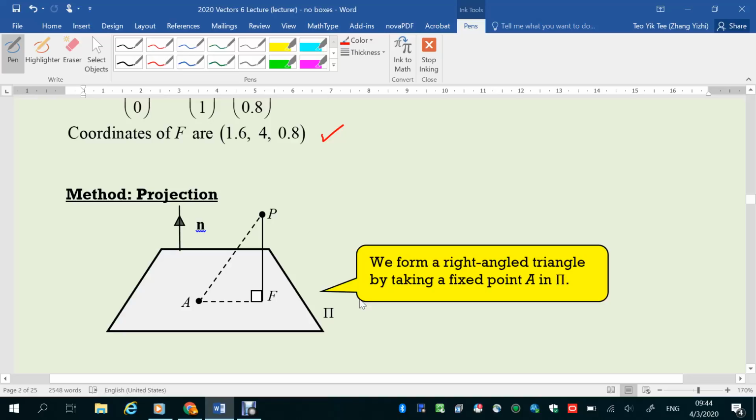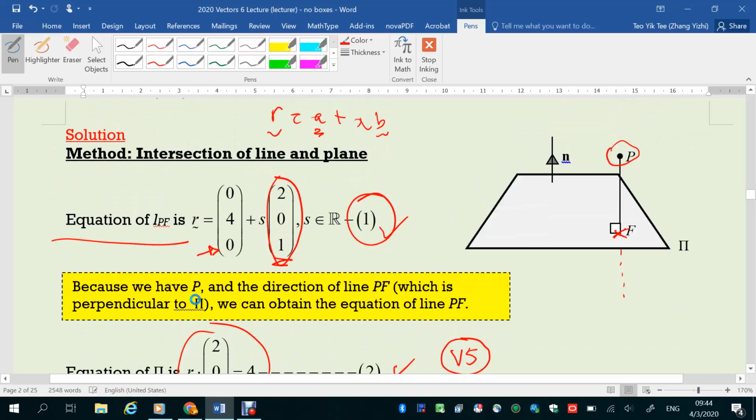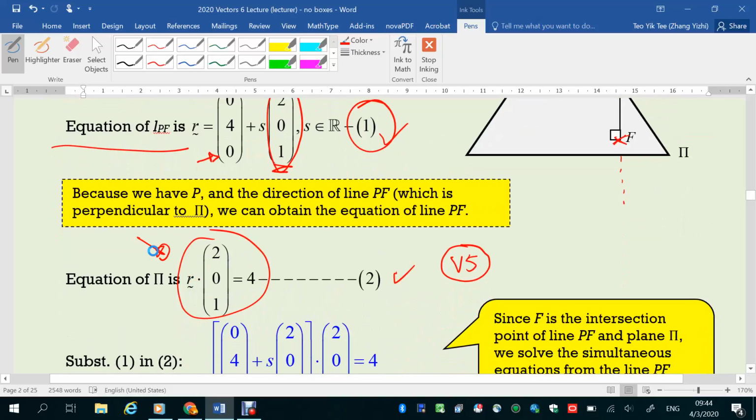The second method is that I am going to activate your projection again. Projection skill comes from vectors 2. So diagrammatically, this is what we have. Point P, point F as the foot of perpendicular, but this time around I'm going to create a triangle. I'm going to find a point A. So I'm going to randomly call a point A as anything that can satisfy the equation of the plane. This is the equation of the plane. Anything that can satisfy this equation will be a point on the plane.